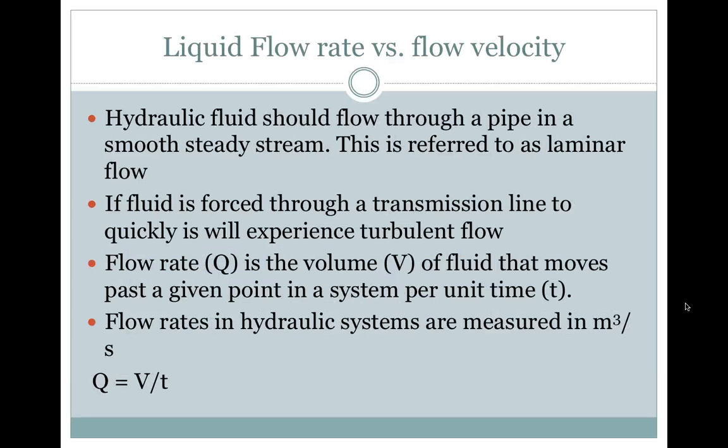Liquid flow rate versus flow velocity. Hydraulic fluid should flow through a pipe in a smooth, steady stream. This is referred to as laminar flow. If fluid is forced through a transmission line too quickly, it will experience turbulent flow. Flow rate, Q, is the volume, V, of fluid that moves past a given point in a system per unit time, T. Flow rates in hydraulic systems are measured in meters cubed per second. So here's the formula. Q, the flow rate, is equal to the volume in meters cubed per second.